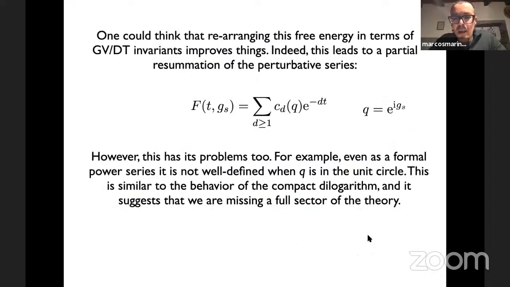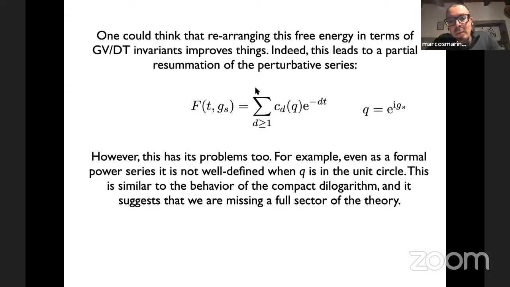But let me tell you what you could try to do. Now, one thing you could try to do is to say, but this is Gromov-Witten theory, and that's why we have introduced Donaldson-Thomas invariants or Gopakumar-Vafa invariants. You know, this would improve things. And it's actually true that, for example, if you express this topological string theory in terms of Gopakumar-Vafa invariants, you do a partial resummation of this series.